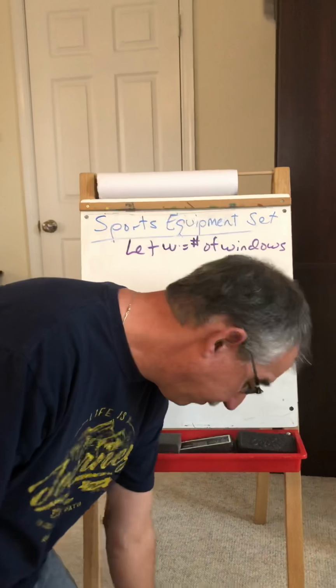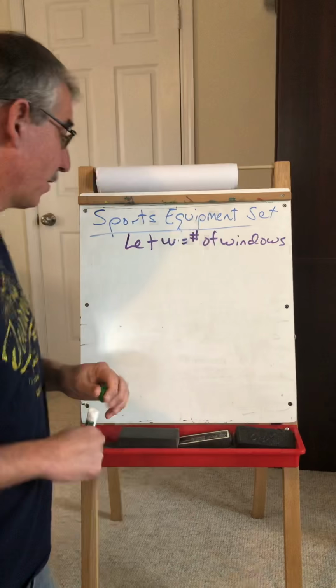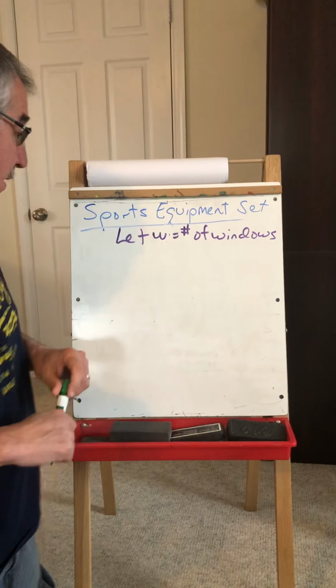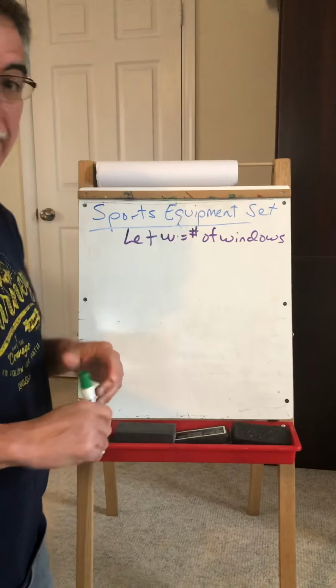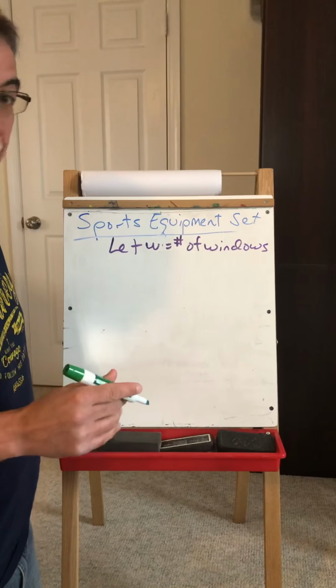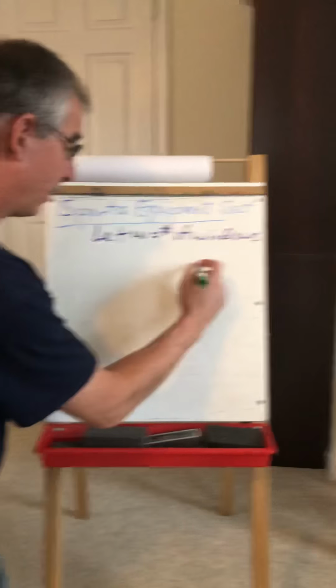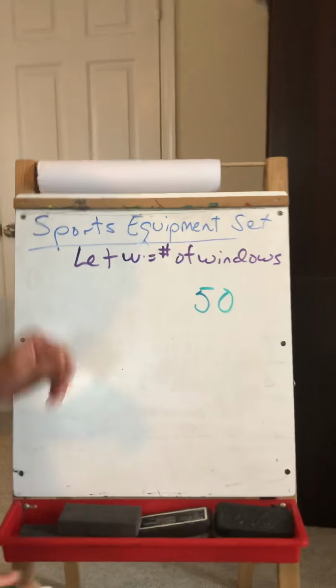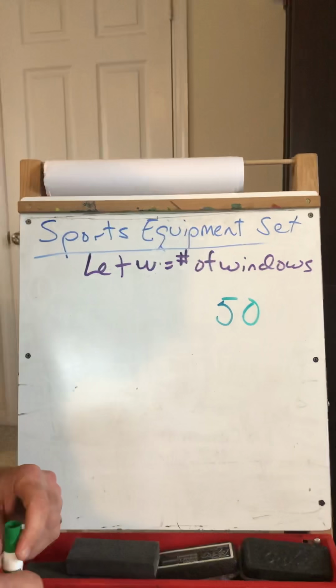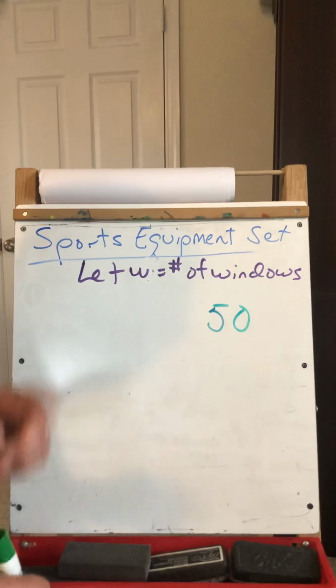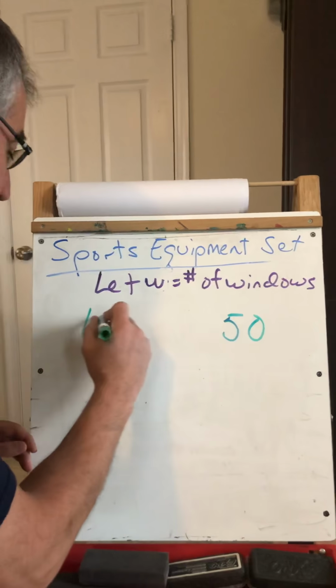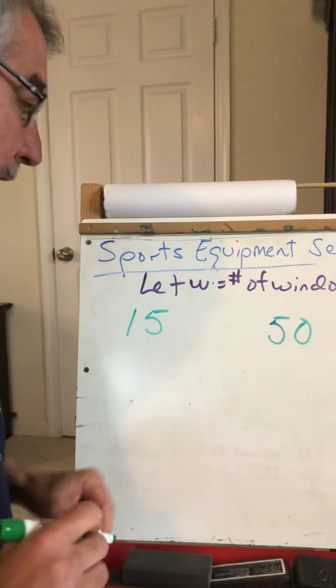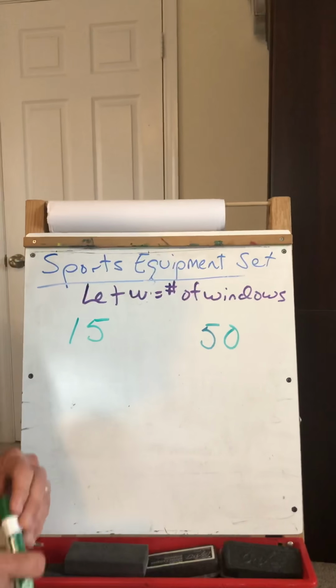Okay, now, let's look at some other clues in this problem. So we know that he has to spend $50. So I'm going to put it over here. I always like to write the solutions over here on the right-hand side. So he's got to spend at least $50. We know that he has saved $15, so I'm going to write 15 over here. Now, he still needs $35 more, right?